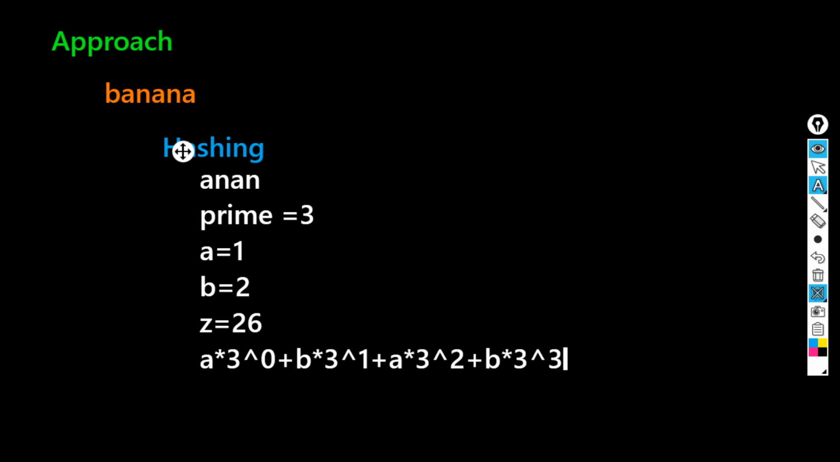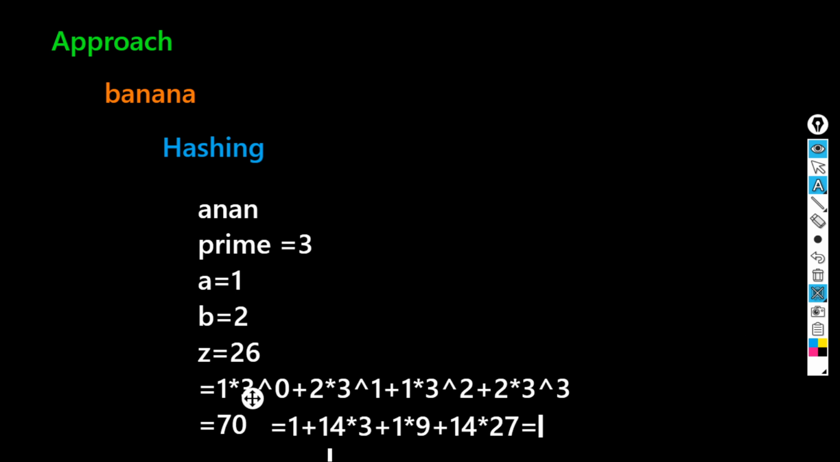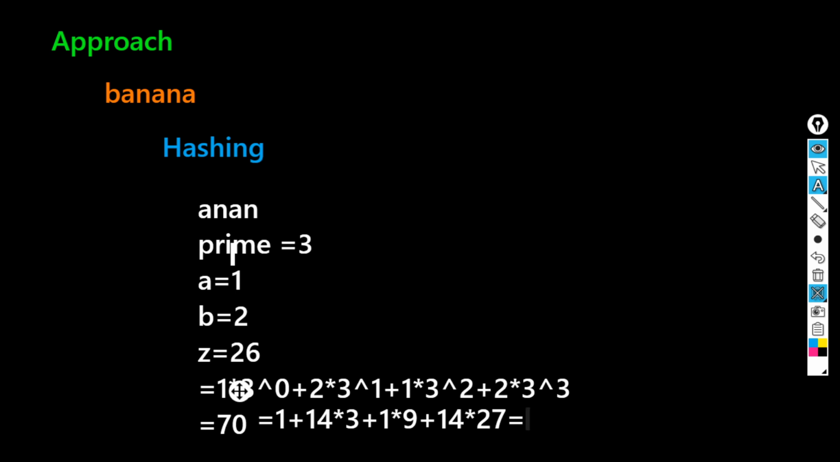Now in this we will replace all the a and b by their respective values. So b will be replaced by 2, a will be replaced by 1, again b by 2, and a will be replaced by 1. So this will be our answer which we will calculate. In this case it will be 70. So this 70 is the integer representation of AB. Now if we find the integer representation of another string, it will be this. So now we all know how we find the hashing value for any string.